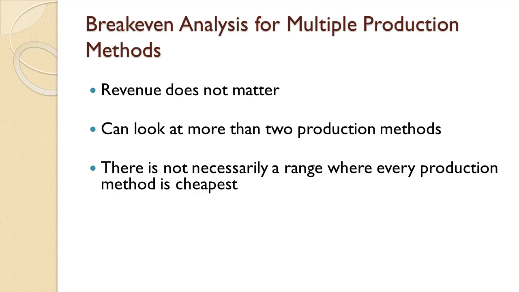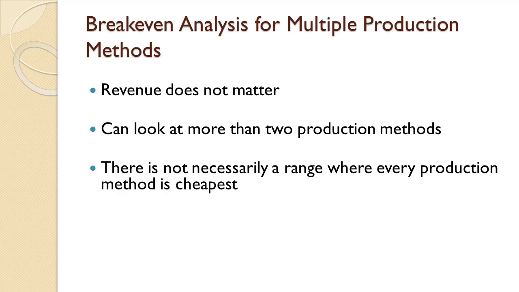When looking at production methods, a couple of notes are in order. First, revenue does not matter. More specifically, we assume that the product will sell for the same price regardless of how it is produced. Second, while we will begin the analysis by looking at two production methods, this technique could easily handle more than two. In this tutorial, we will look at both two production methods and three production methods. From that, you will see how the analysis can be expanded to even more production methods.